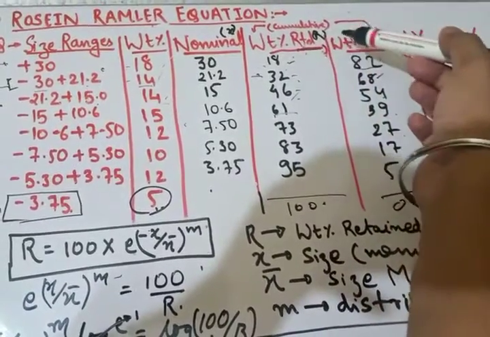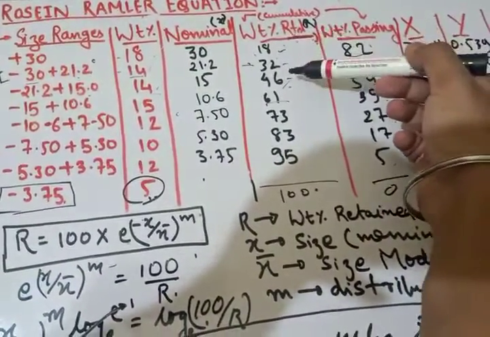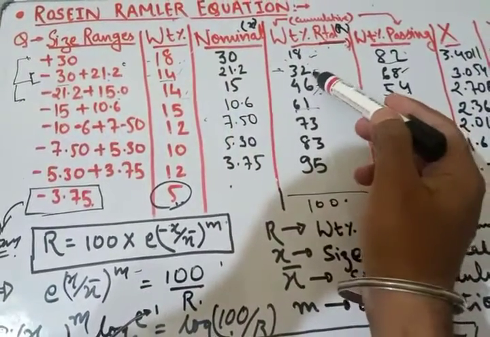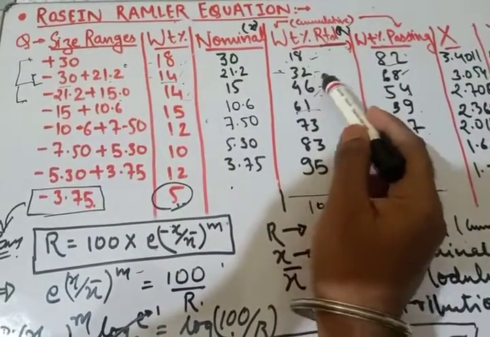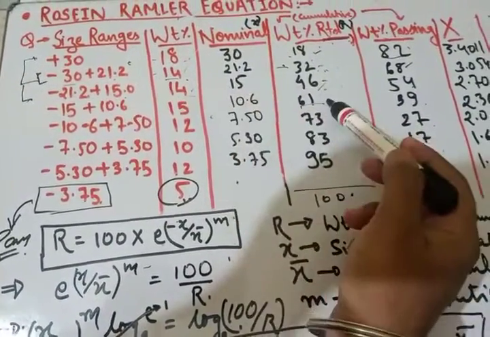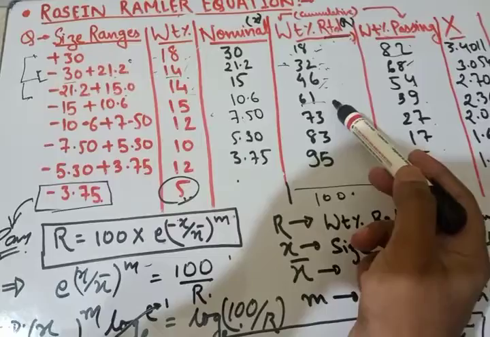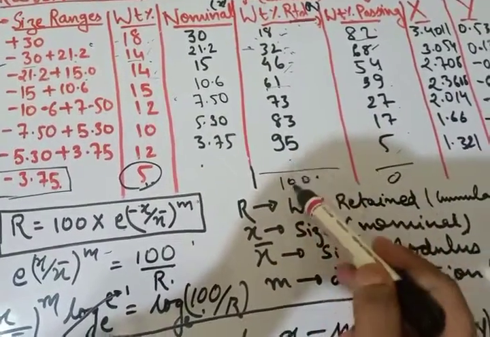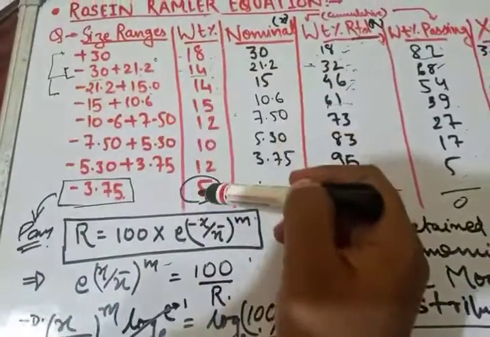Now we will calculate the cumulative weight percent retained. 18, then 32: if the first retains 18 and the second retains 14, the cumulative will be 32% retained and the rest passed down. In the third, 46% has been retained, then till the fourth 61%, and likewise 73%, 87, 95, and when you add 5 to the last, we get 100%, and this total will be 100 here.